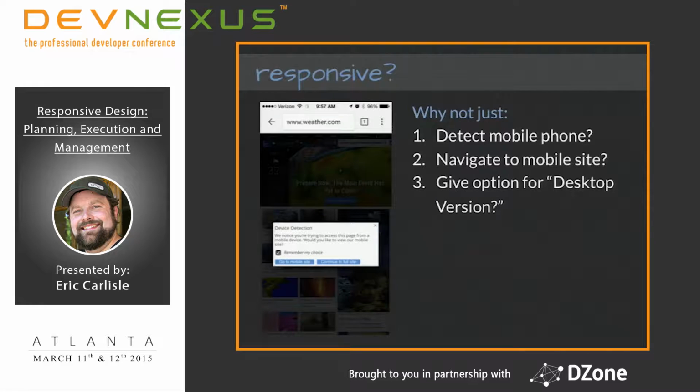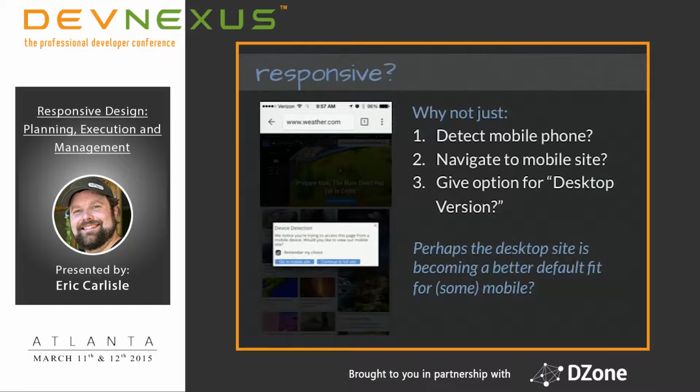I'm thinking to myself, usually you detect the device, push to the mobile site, and then you get the option for the desktop site, right? That's usually the path we're going at. But I'm starting to think about those phablets, these medium-sized mobile phones, these smaller tablets. I'm wondering if perhaps the desktop site is becoming more of an appropriate default for a phone.